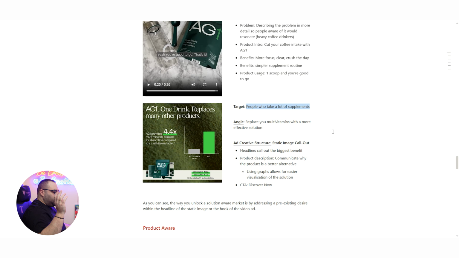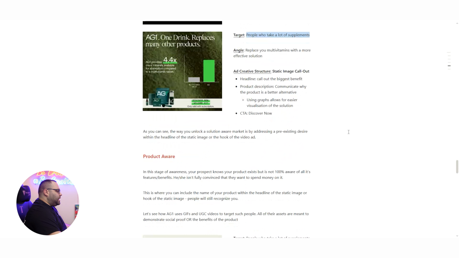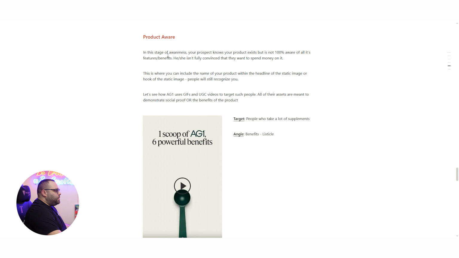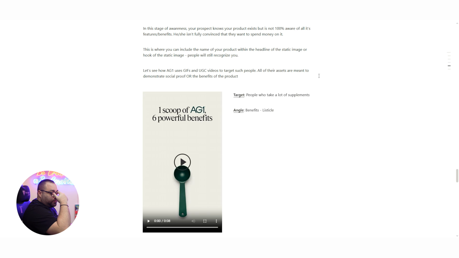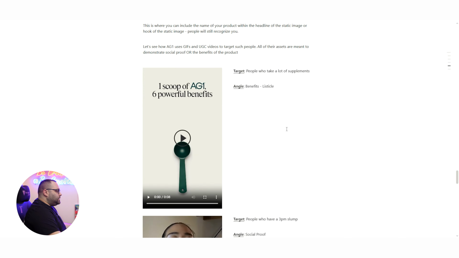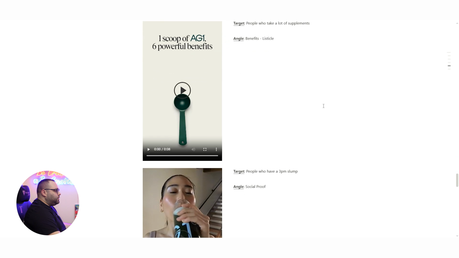So it's trying to tell you that since you know that you need to take multivitamins, take this one, it's better. Now, product aware: there are people at this stage whose prospect knows your product exists, but it's 100% aware of all its future benefits, but they're not fully convinced. This is the point where most of the time people are putting inside reviews or influencers to convince people who take a lot of supplements, benefits.